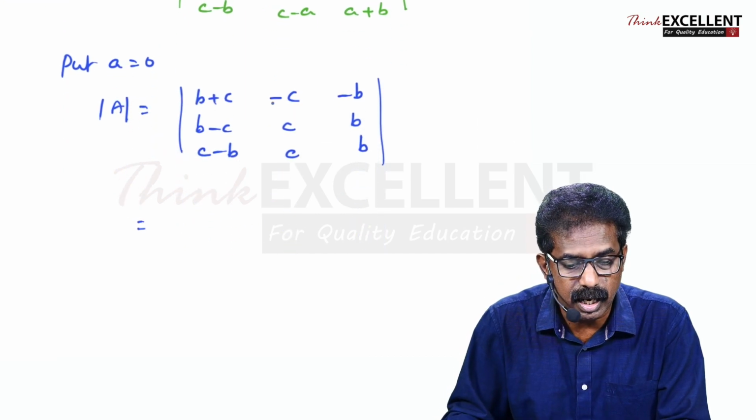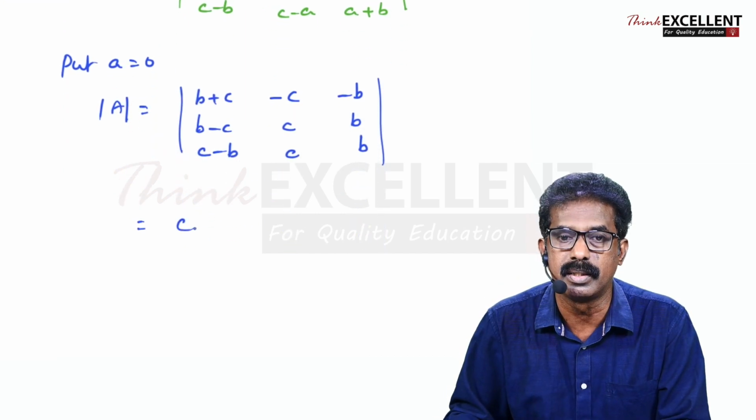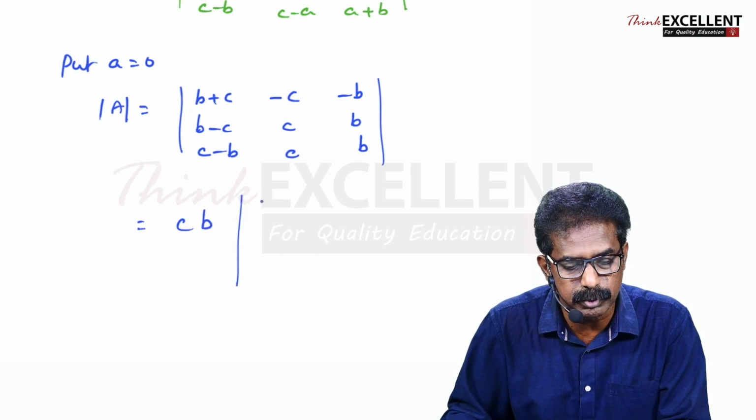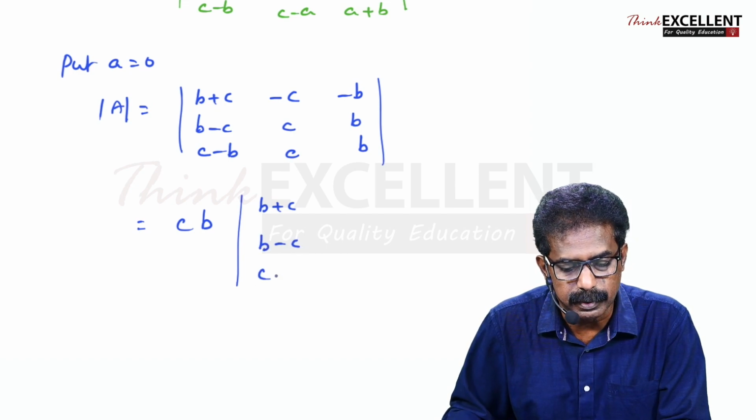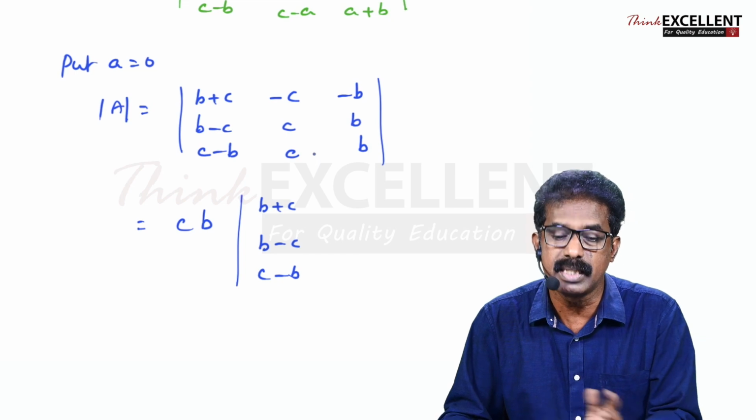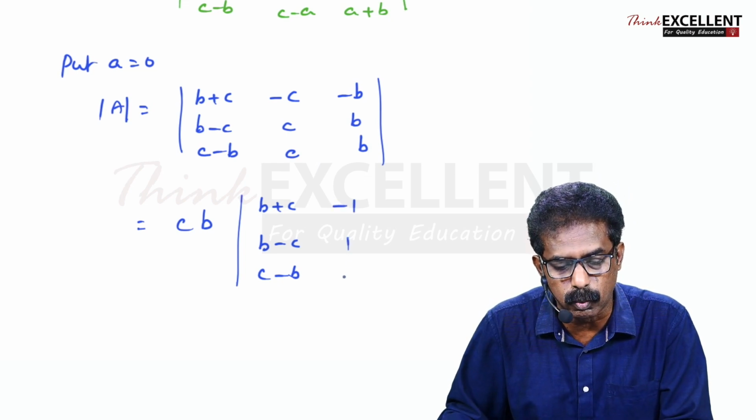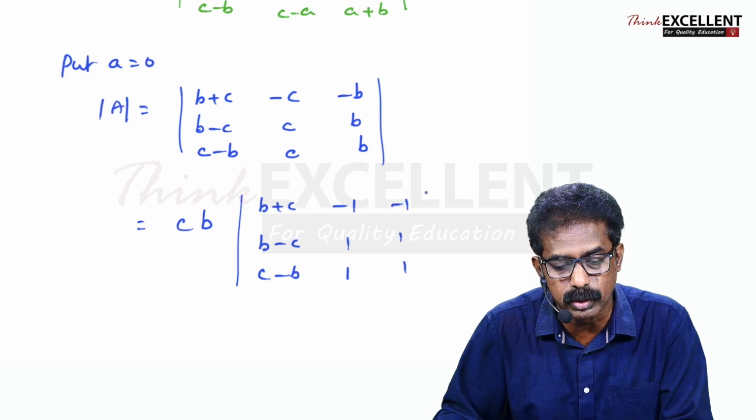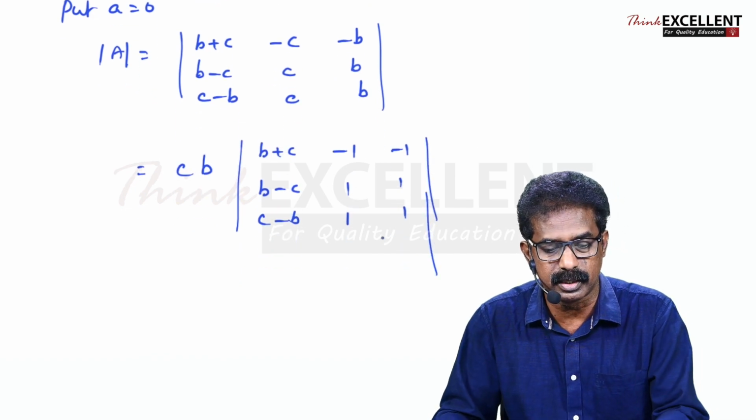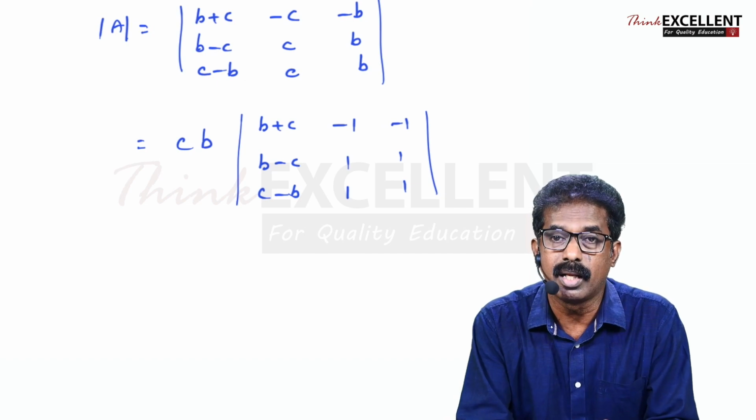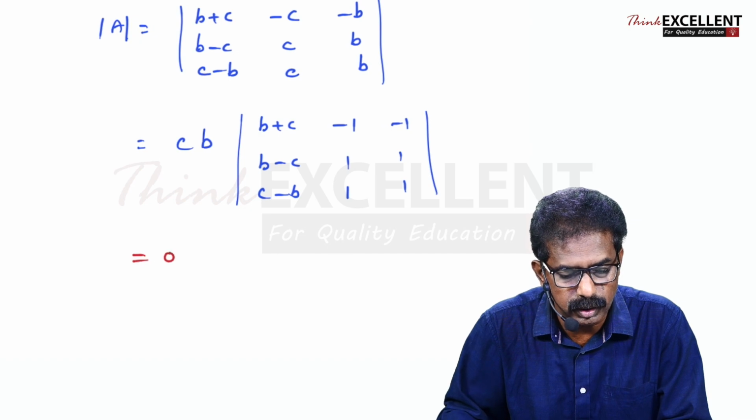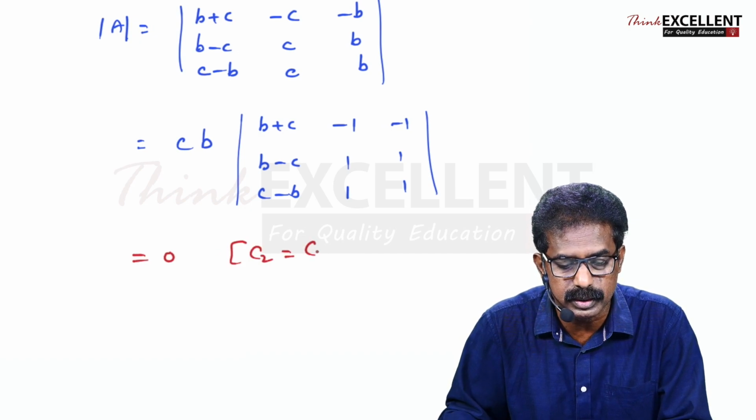Now, in the second column you can see c is common. In the third column, b is common. So bc you can take outside. First column, no change: b plus c, b minus c, c minus b. The second column, I have taken c outside, so you are getting minus 1, 1, 1. Third column, we have taken b outside, so minus 1, 1, 1. Now we know the properties already from the previous video you studied. So you can see the second column and third column are identical, so you can say the value becomes 0. The reason: C2 is equal to C3.